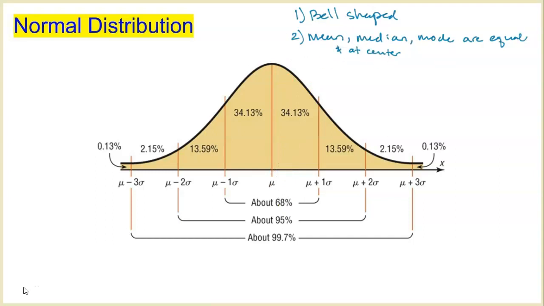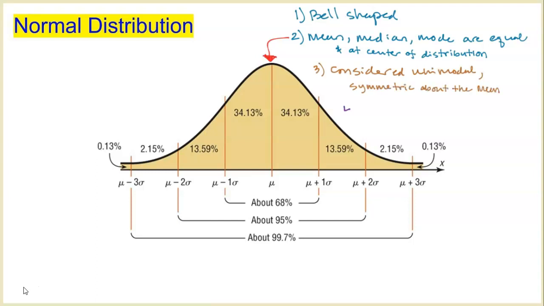They're all the same. This distribution is also considered unimodal, which means it only has one mode, and the distribution is also symmetric about the mean. And essentially, the symmetry tells us that it's the same on both sides of the mean value. So here we'll talk about the percentages in a little bit. This average, because it's the same value as the median and the mode, divides the distribution into two equal parts. So we have the lower half and the upper half.